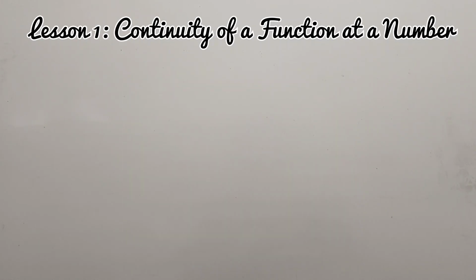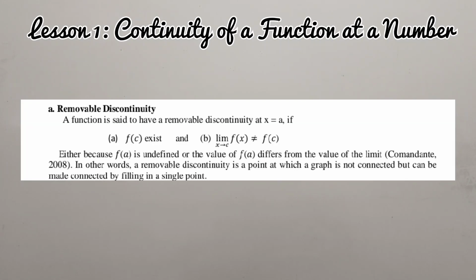In mathematics, a function is sometimes discontinuous. To dig deeper, let's be acquainted with the different types of discontinuity. The first type is the removable discontinuity. A function is said to have a removable discontinuity at x equals c if the limit of f of x as x approaches c is not equal to f of c, either because f of c is undefined or the value of f of c differs from the value of the limit.